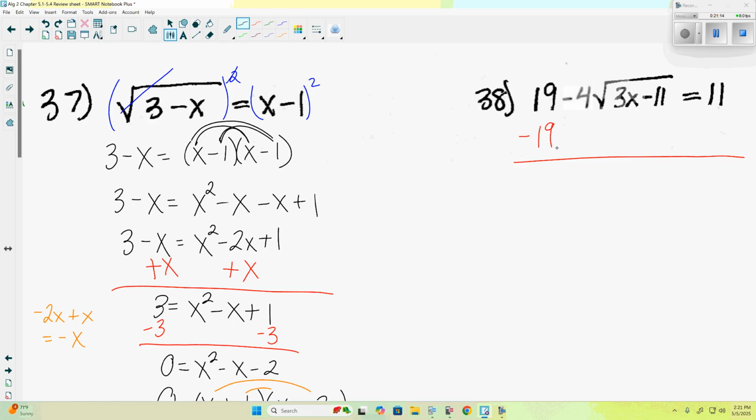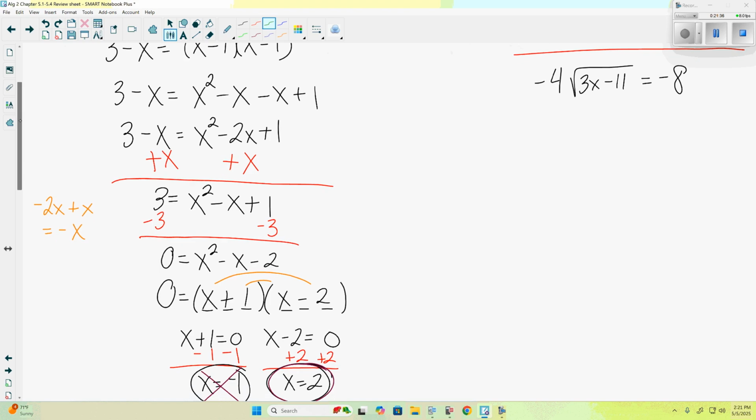Well, we do have one radical, and we've got to get it by itself. So far we do have a square root equal to a negative number, yes? So there's a good chance it probably won't work. But is the radical by itself? No. What do we need to do? We need to divide both sides by negative 4, because these will cancel, leaving us with the square root of 3x minus 11.